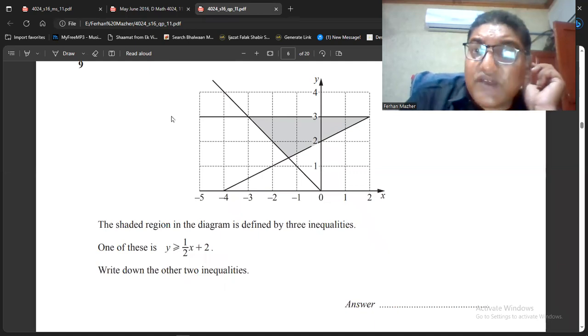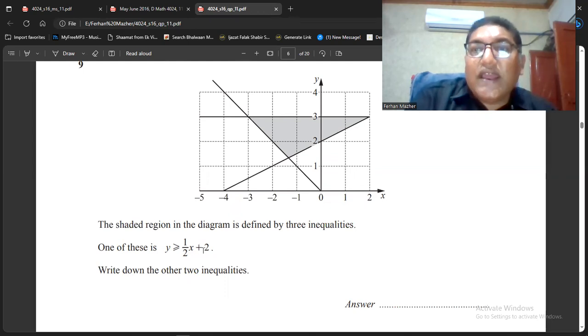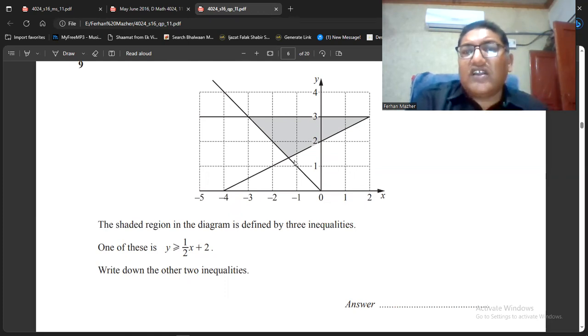So you see here, it's very important that you recognize which line is this one. This line has a y-intercept of 2 and its slope is positive 1/2. So this is that line, and the shaded area is above this line. Okay, this is done. Now there are 2 lines left.